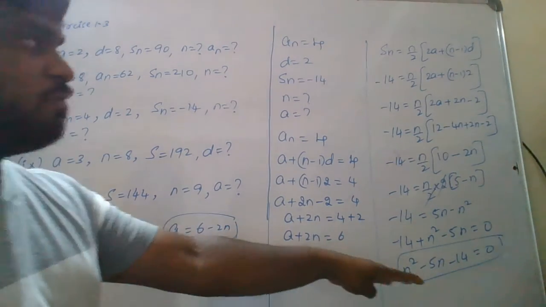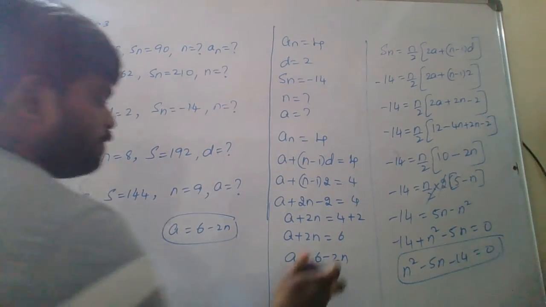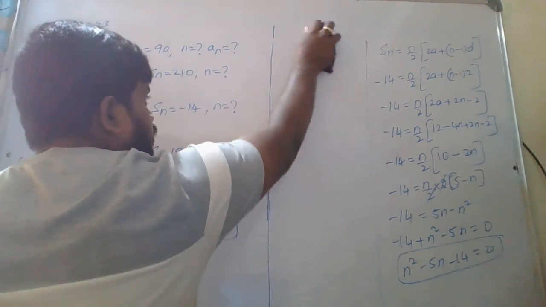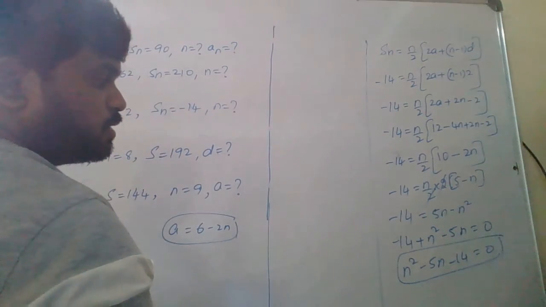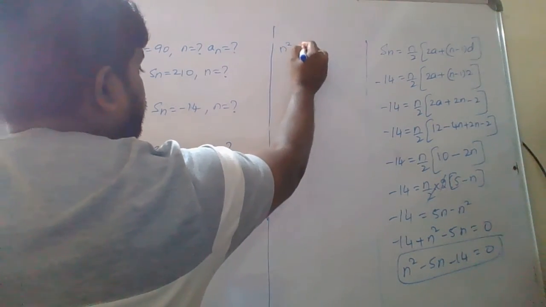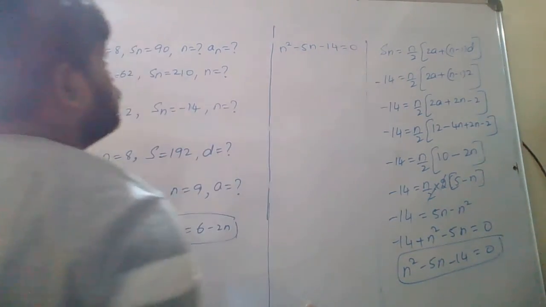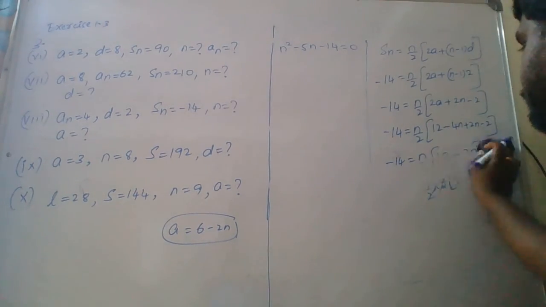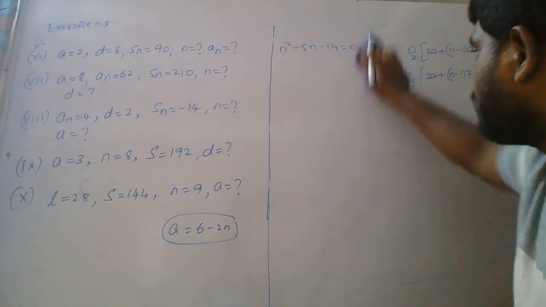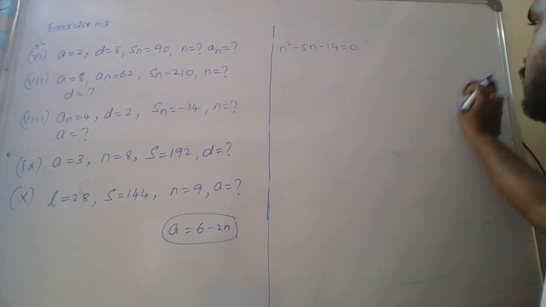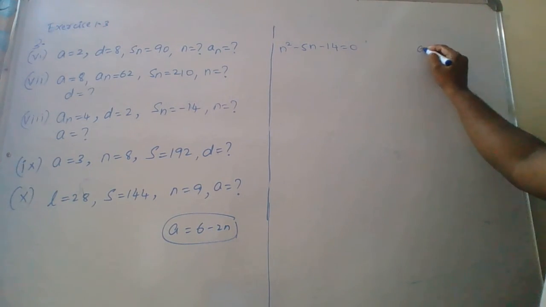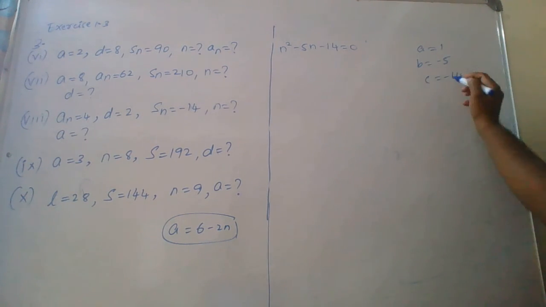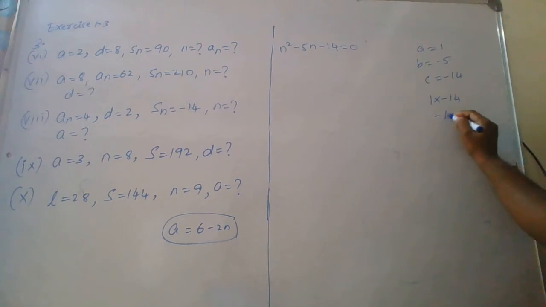Once we find the value of n, we can substitute here. Now let's write the quadratic equation: n square minus 5n minus 14 equal to 0. So here, as usual, it is in the standard form. After standard form, find a, which is 1, b is minus 5, c is minus 14. Multiply a and c: 1 into minus 14 is minus 14.